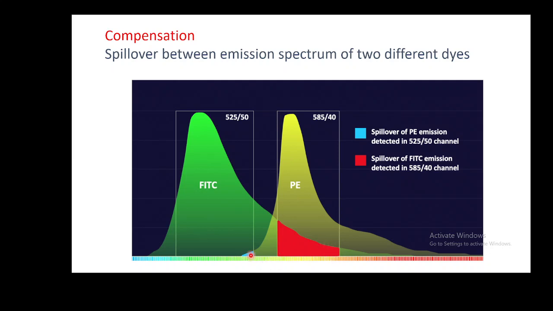For this, there is a small spillover of PE into FITC, but there is a large spillover of the FITC to PE, because you can see this is the emission spectrum of the FITC, and this is the emission spectrum which is going to be counted by the detector of the machine, and this particular portion is coming within this 585/40 region. This is known as the spillover between the emission spectra of two different dyes, and that is what we don't want, the spillover. So for that we are basically doing the compensation.